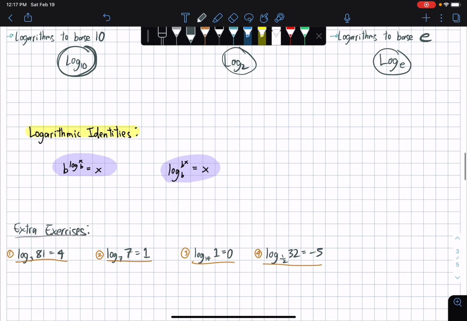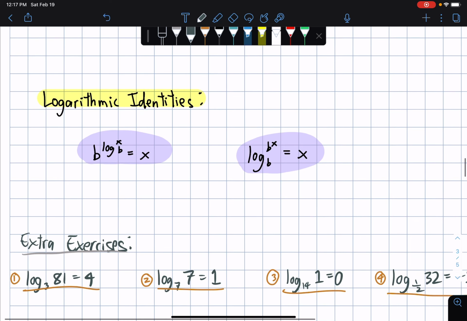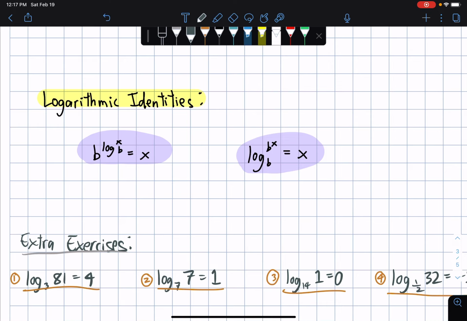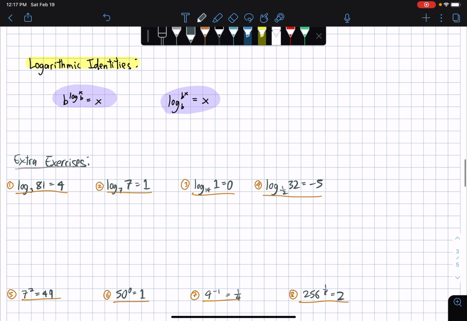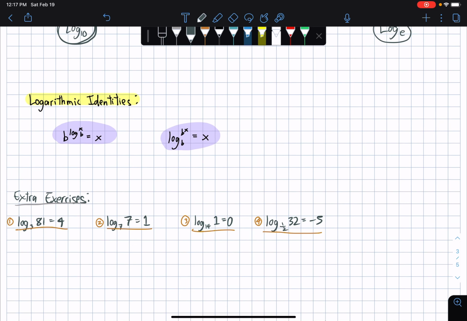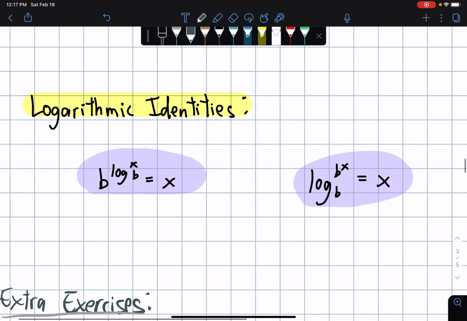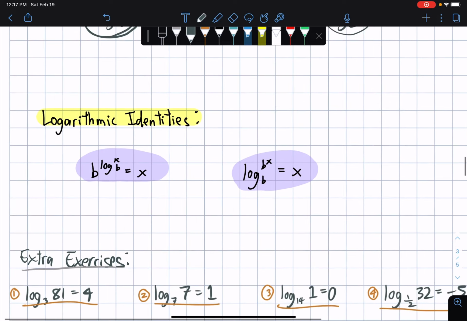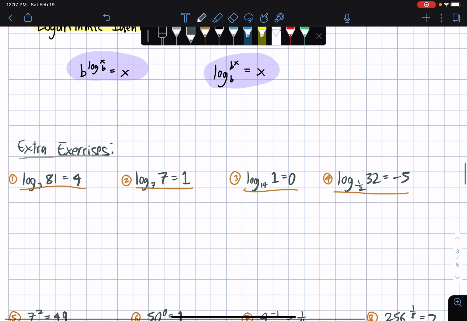So, logarithmic identities. This is something that we have to know. You just have to recognize these two equations. These are general equations so that we may be able to answer exercises such as these. So b raised to log, I apologize, I'm not really sure how to say these in verbal language. Let's just move on to the exercises.